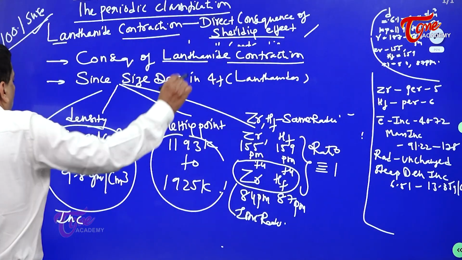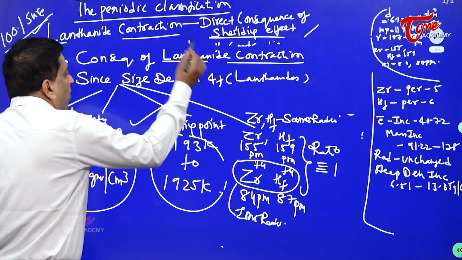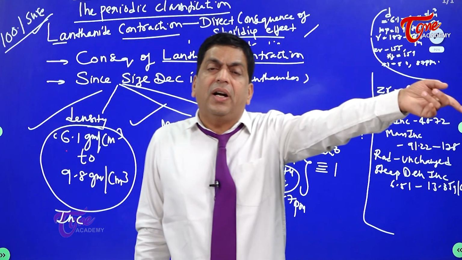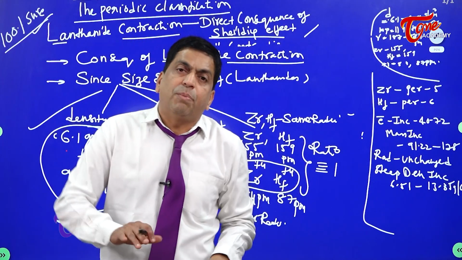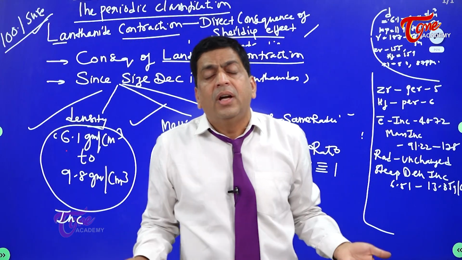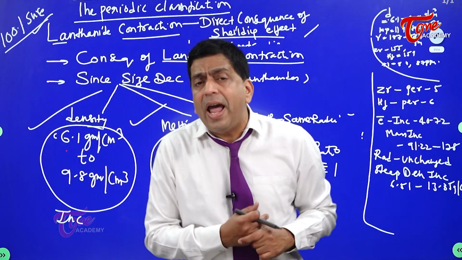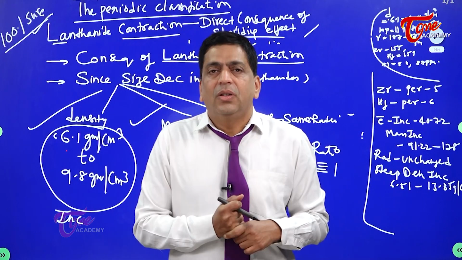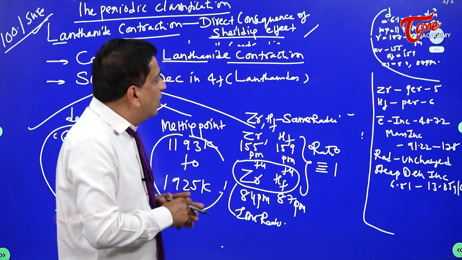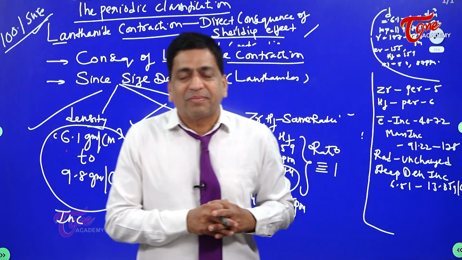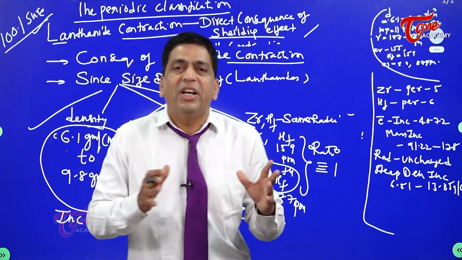Then I have density increasing, melting points increasing. Then you have zirconium and hafnium. Zirconium belongs to the 5th period and hafnium belongs to the 6th period, corresponding below each other. But still the sizes are same, the ionic radii is same. In fact, the issue is very strange, I would like to mention.